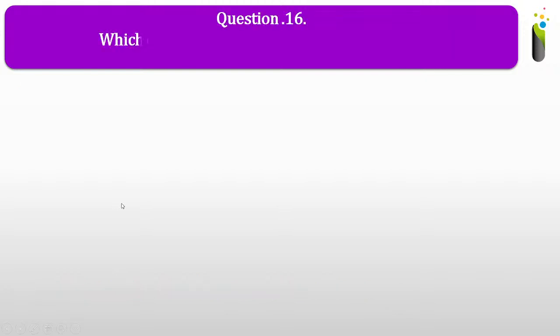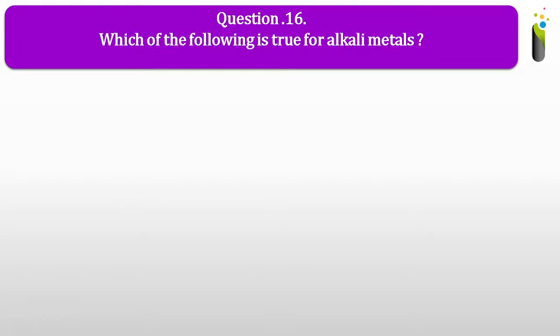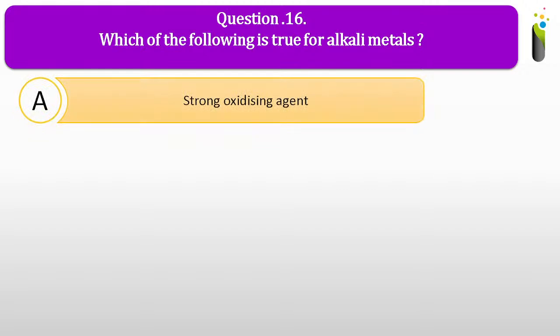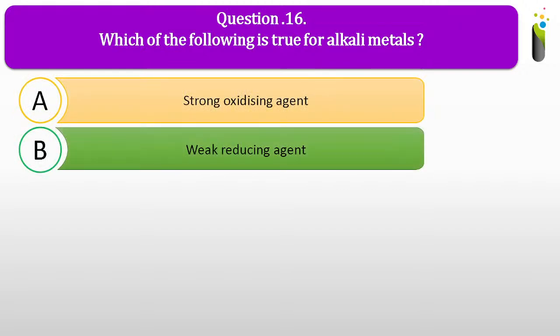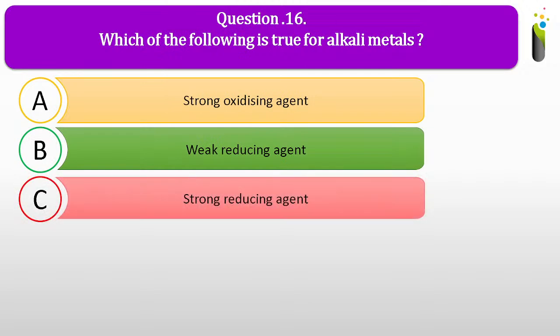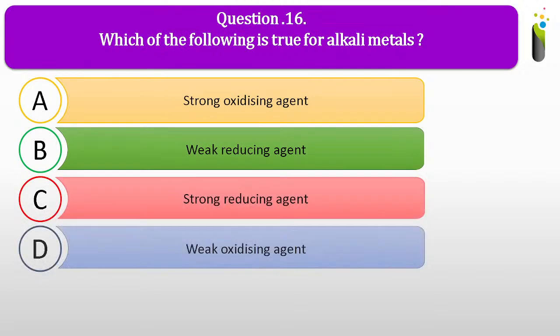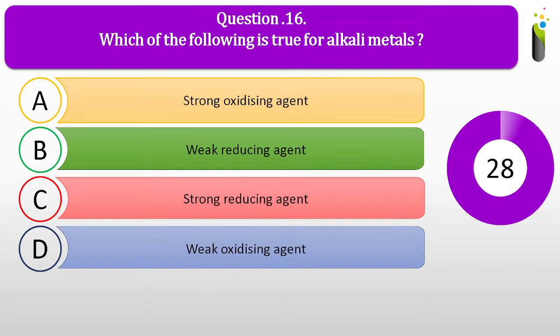Question number 16. Which of the following is true for alkali metals? A. Strong oxidizing agent, B. Weak reducing agent, C. Strong reducing agent, D. Weak oxidizing agent. So, which of the following is true for alkali metals? Question number 16.